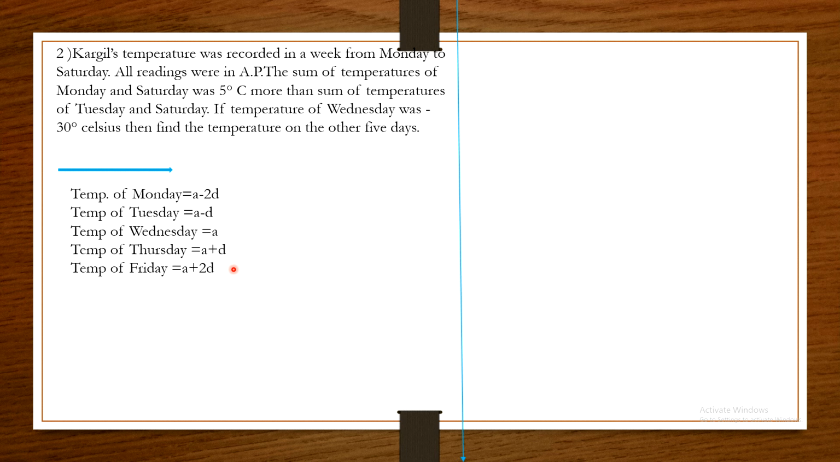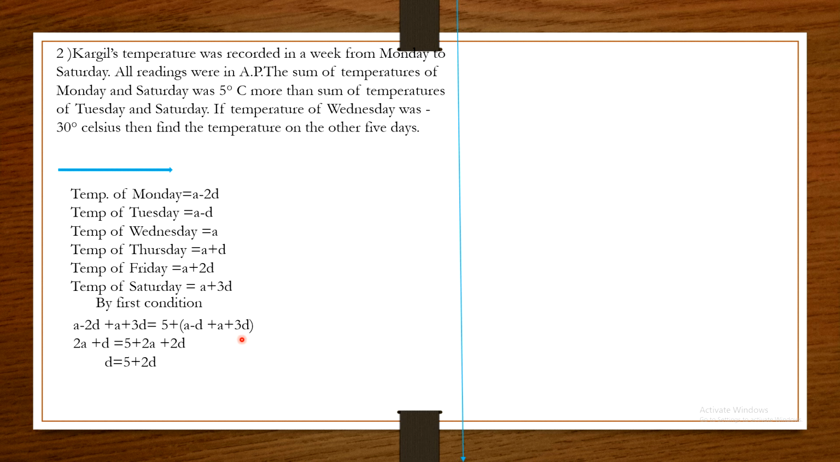By the first condition, the sum of the temperatures of Monday and Saturday, Monday meaning a - 2d and Saturday meaning a + 3d, is 5 more than the sum of the temperatures of Tuesday and Saturday, Tuesday meaning a - d and Saturday meaning a + 3d. On solving this, we will get d = 5 + 2d. So 2d - d = -5, and we get d = -5. So here the value of d is -5.